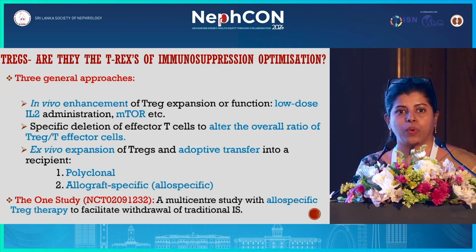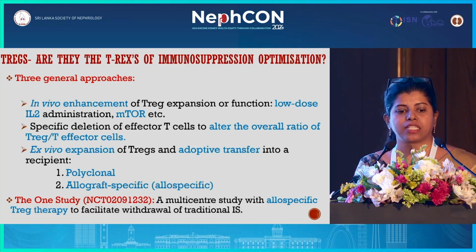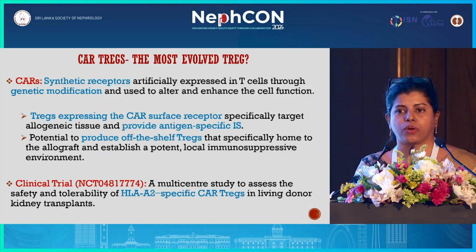There are generally three approaches for the use of Tregs. One is the in vivo enhancement of Treg expansion, either by using low-dose IL-2 administration or mTORs. The other is specific deletion of effector T cells to alter the overall ratio of Treg to T effector cells. And the third is the most advanced, ex vivo expansion and adoptive transfer, where you can have precise dosing and specific allograft-specific targeted immune suppressive effects. And there are currently studies ongoing in this regard.